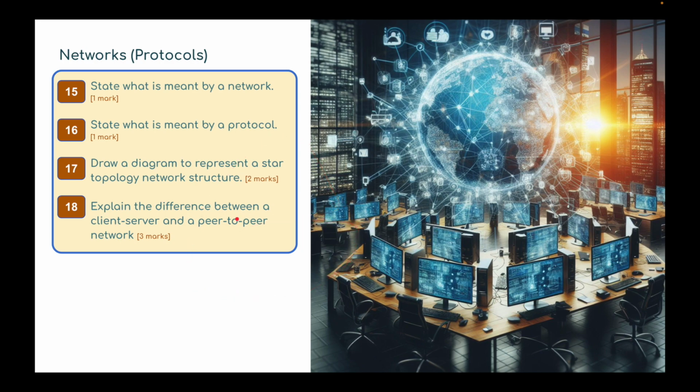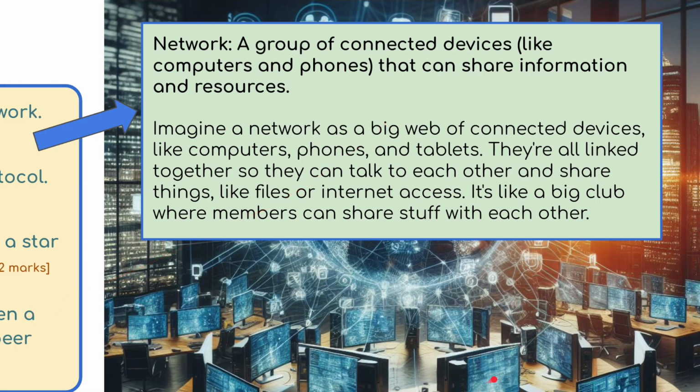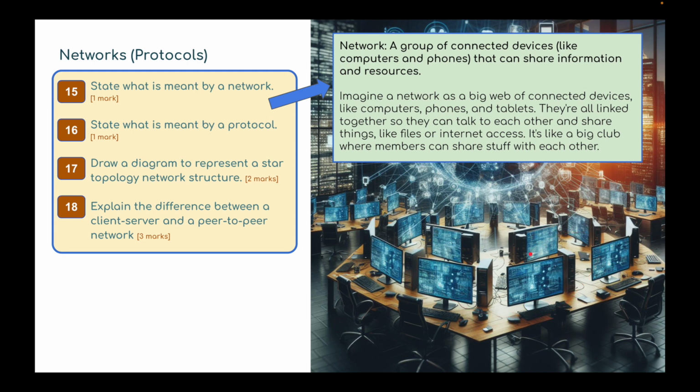Okay, let's have a look at this. A network, as you can see with the AI picture, is a group of connected devices like computers and phones that can share information and resources. Imagine a network as a big web of connected devices like computers, phones, and tablets. They're all linked together so they can talk to each other and share things like files or internet access. It's like a big club where members can share stuff with each other. That's a network. A little bit much there for 1 mark, but that sort of explains all of it.